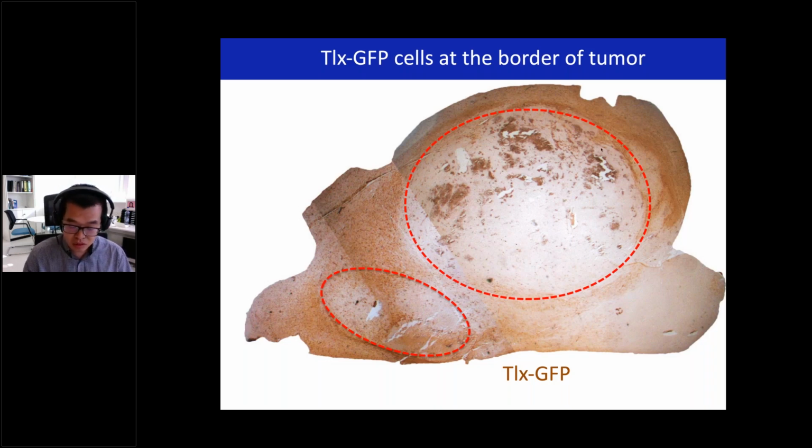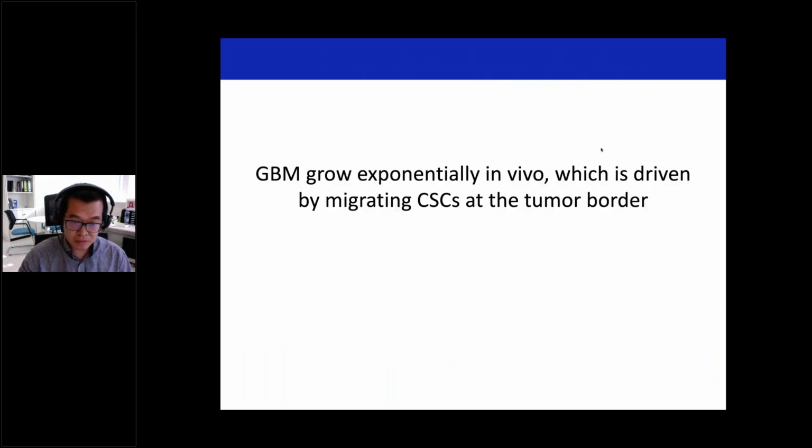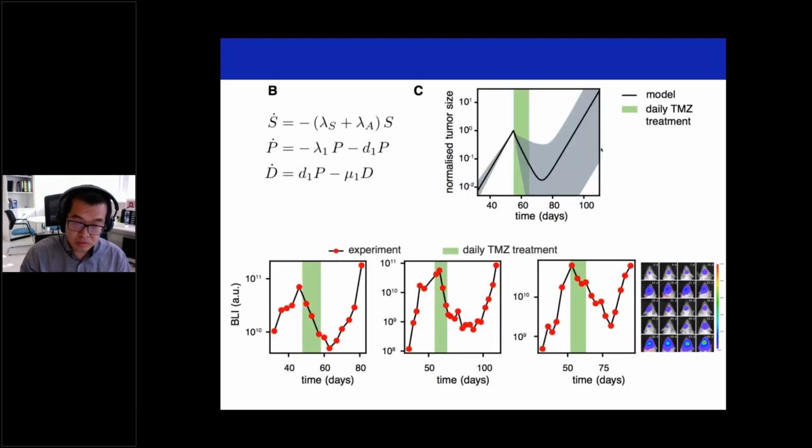So I think that's additionally confirming that in this model, the stem cells also, from beginning to the end, preferentially distribute at the tumor border. So from this we can understand that the tumor grows exponentially. That's very interesting to know, and this pattern is driven by migrating stem cells at the tumor border.